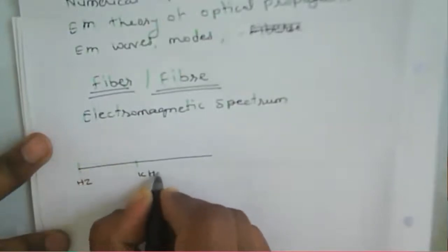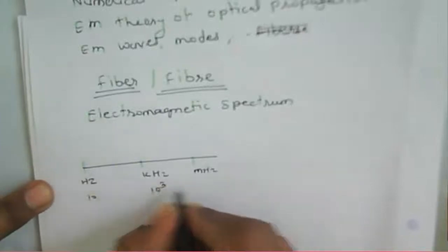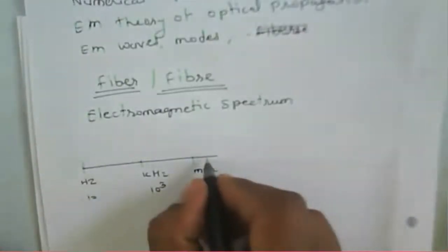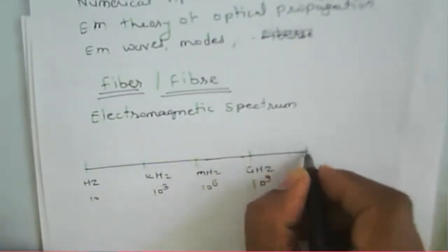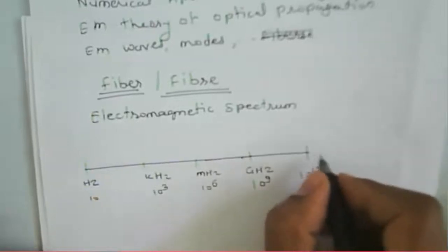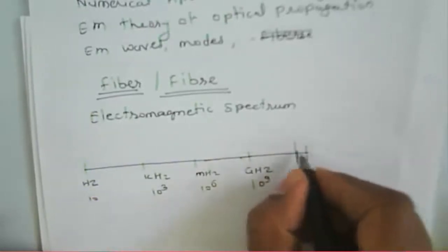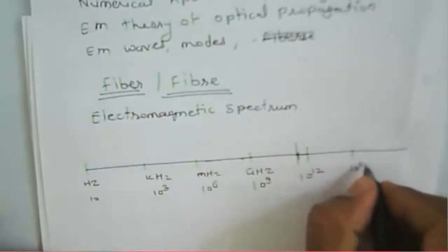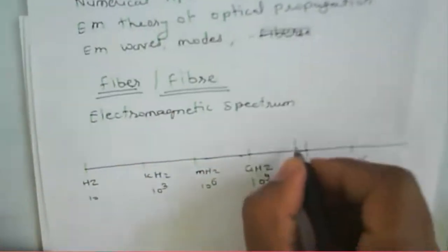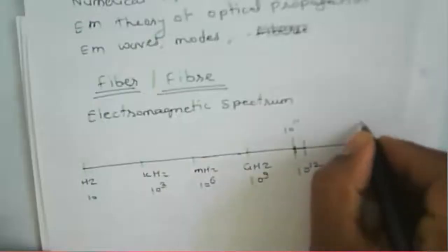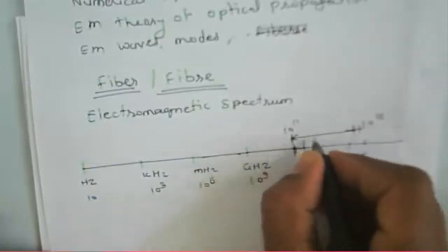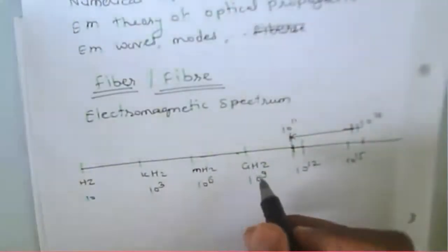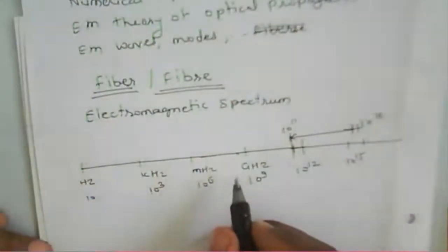Then kilohertz, then megahertz. Likewise, that is about 10 to the 3, 10 to the 6. Then gigahertz. Gigahertz means 10 to the 9. Then 10 to the 12. Okay. So then your electromagnetic spectrum, 10 to the 12, 10 to the 15. So it will start here 10 to the 11 and 10 to the 16. So this is nothing but the visible rays. These are the frequencies. Okay. We have invisible and visible.